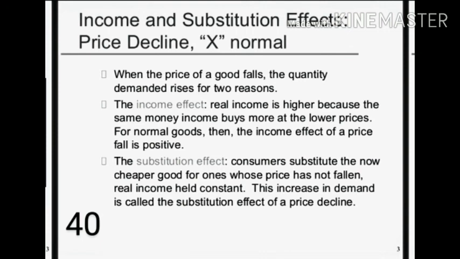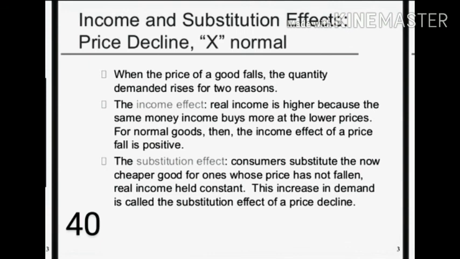Income and substitution effects of a price decline. When the price of a good falls, the quantity demanded rises for two reasons. One is the income effect. Real income is higher because the same money income buys more at the lower prices. For normal goods, the income effect of a price fall is positive.